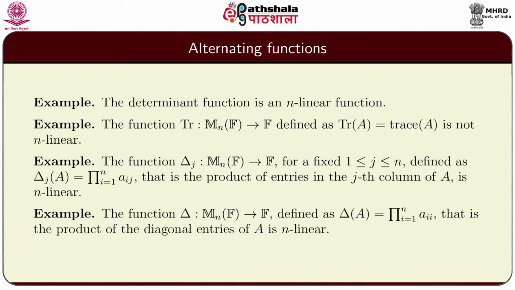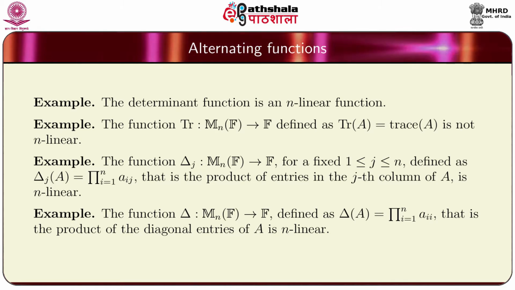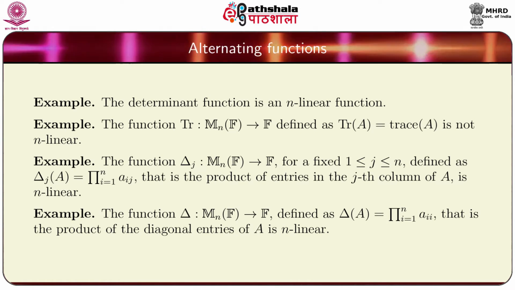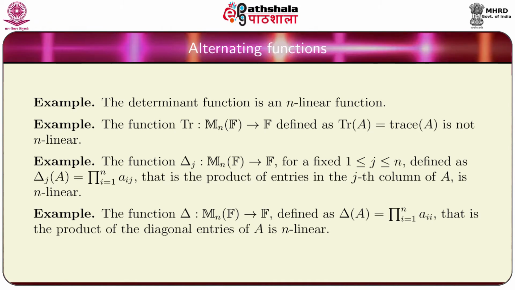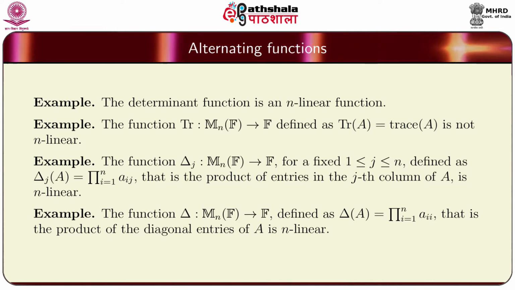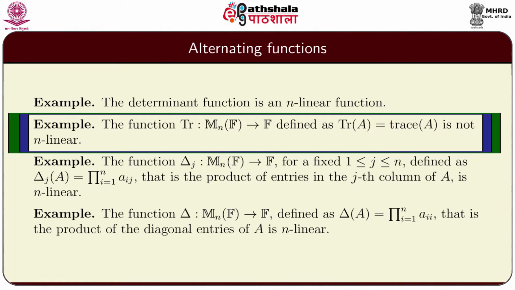Some examples: the determinant function is an n linear function. We have already seen the determinant function as a function from MnF to F, and from the list of properties of the determinant function it follows that it is an n linear function. Next example, the trace function from MnF to F given by trace of A is not n linear.